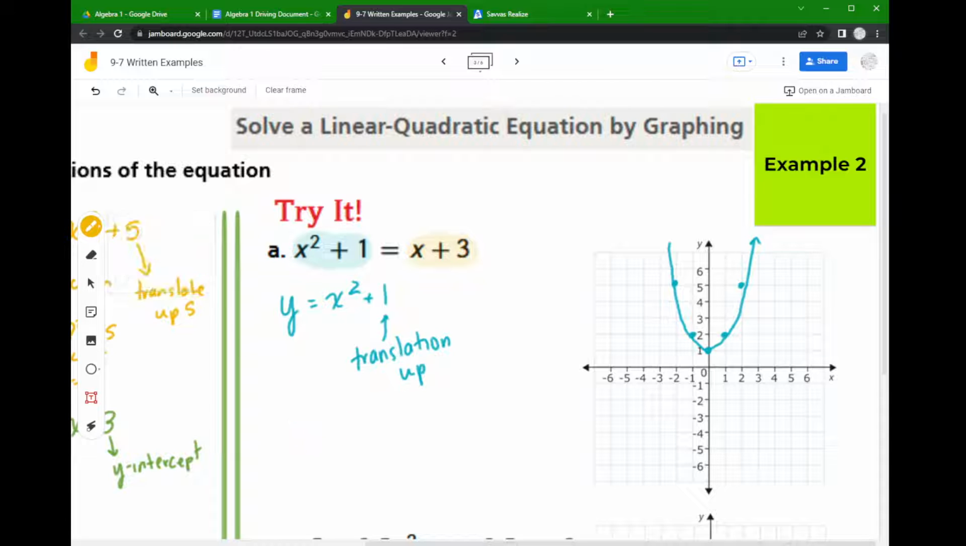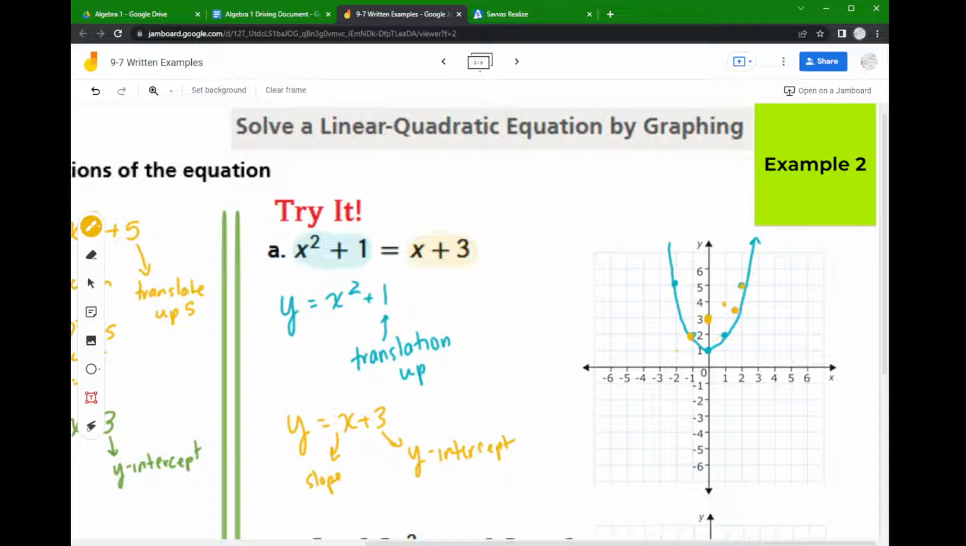And then we go to our linear equation. I have y equals x plus 3. So that 3 is our y-intercept. It's a translation up by 3. So 1, 2, 3. And the slope here again is 1. So that means that I rise by 1 and run by 1.